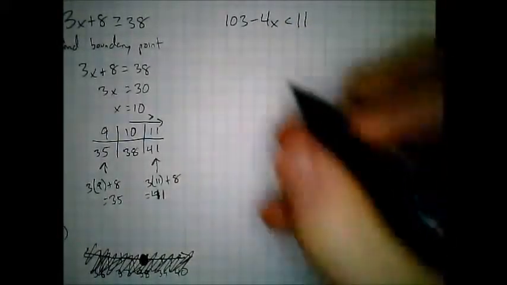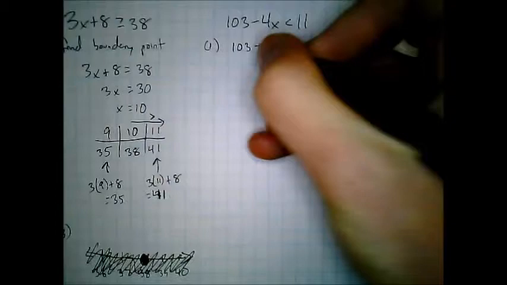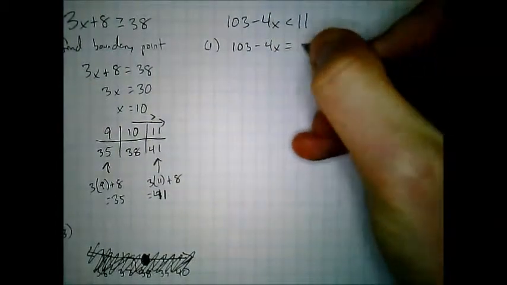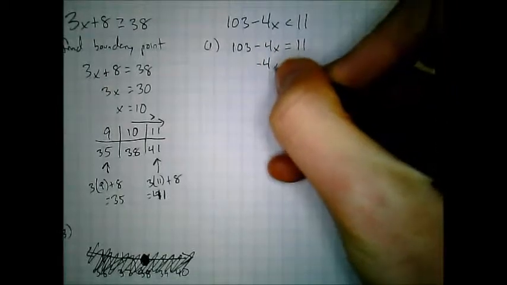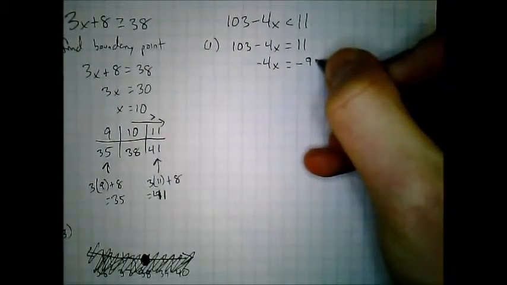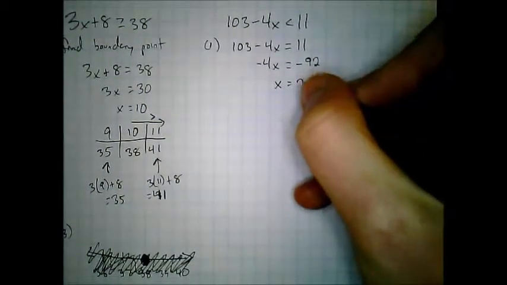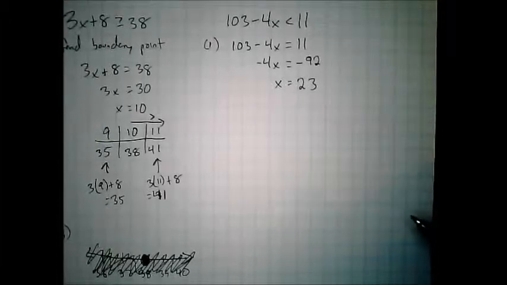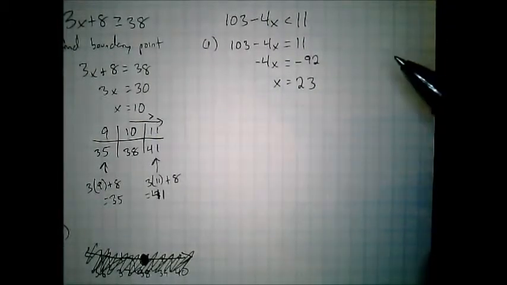Okay, this one. First thing is find our boundary point. You do 103 minus 4x. When will this equal 11? Okay, we subtract 103 from both sides. We get negative 4x equals negative 92. We divide and we get x equals 23. So maybe this means after 23 days, there's 11 pieces of candy left in the bag.